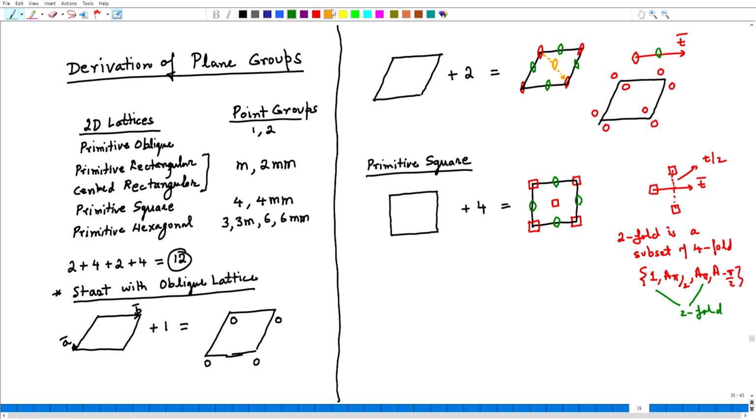If I want to put a motif and see how the pattern will evolve, let me put a motif here, rotation of 90 degrees will bring it here, another rotation of 90 degrees will bring it here, another rotation of 90 degrees will bring it here. And then we can translate all of these 4.